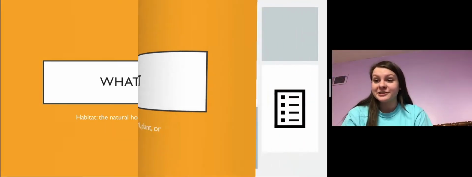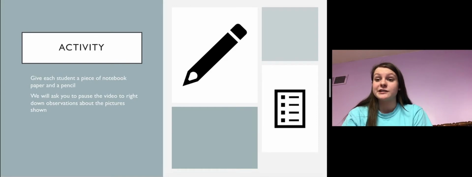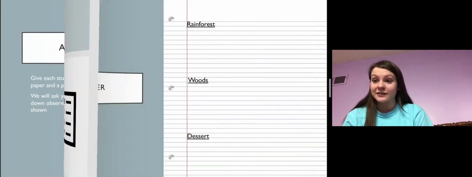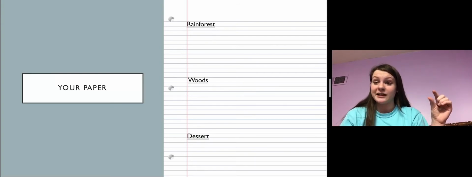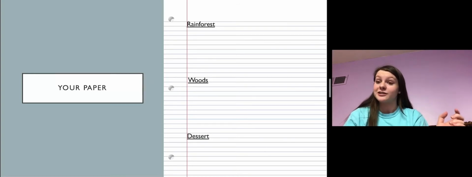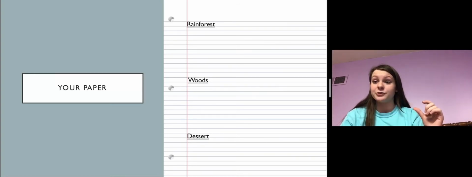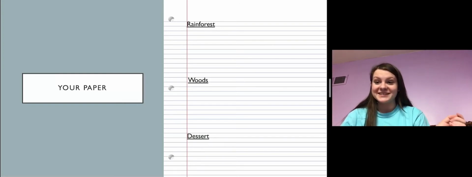Okay, so the materials you're going to need for today's activity are a sheet of blank notebook paper and a pencil. You can pause the video here to collect those supplies, or if you already have them, that's great. Once you have these materials, you are going to need to format it like how it shows on the screen. You're going to take your piece of notebook paper, and on the top line, you are going to write rainforest, and you're going to underline that. And then in the middle, you are going to write woods and underline that. And then closer to the bottom, but with enough room so you can write, you are going to write desert. And that's how you're going to set up for this activity.